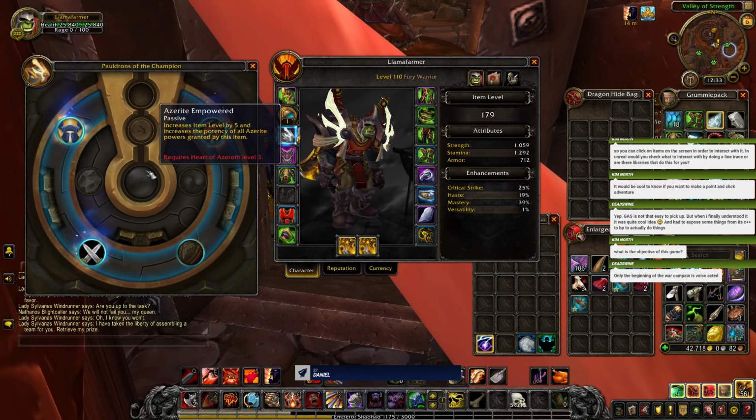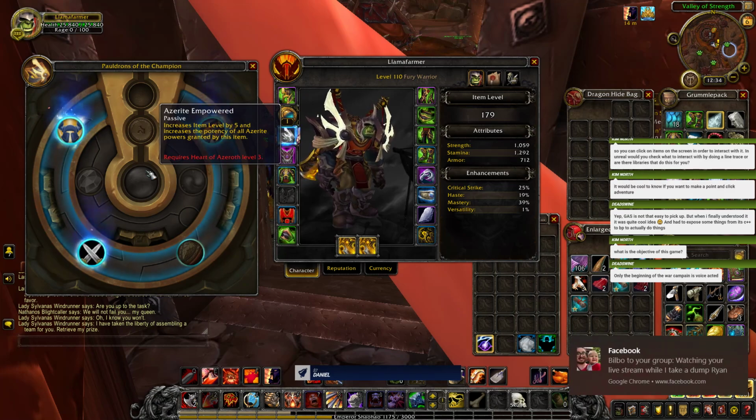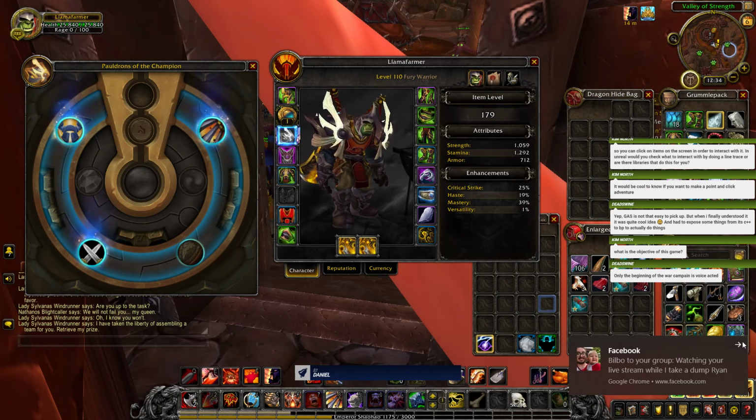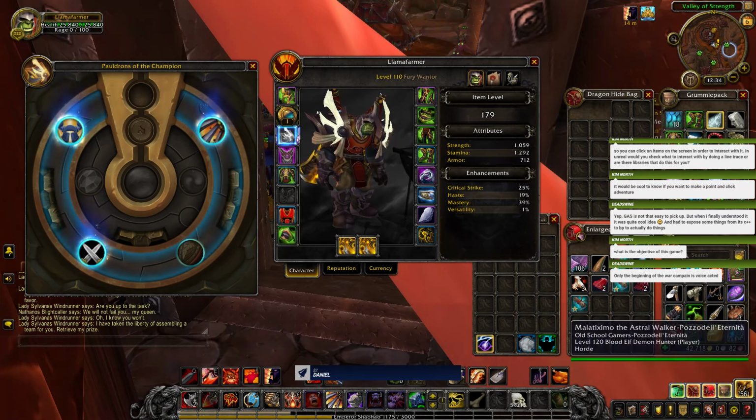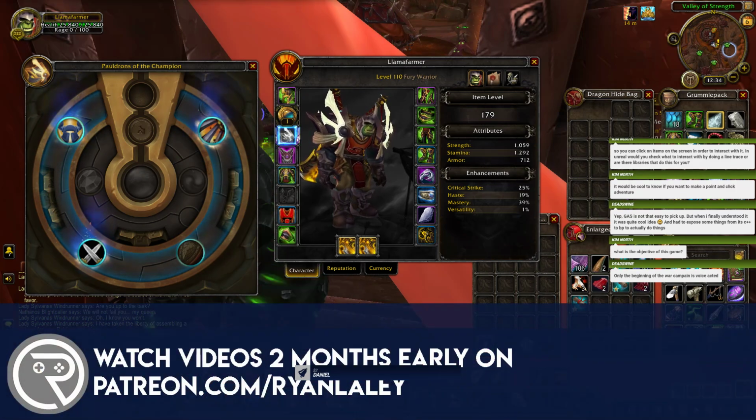MMOs have a habit, because you're charging a monthly fee, you want to give something to the player, so they've got something to always do. So I'm just shifting myself around to get my legs comfy. So these sort of systems are put in place so it basically artificially extends the life of your game.